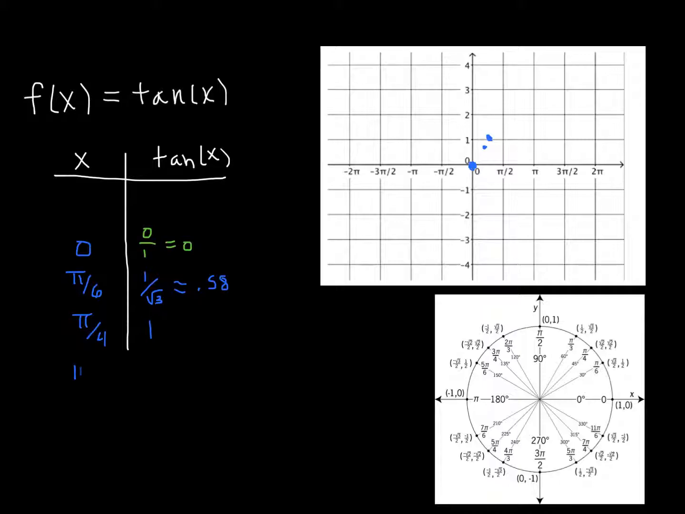And now we can try pi over 3. And you know that the tangent of pi over 3 is root 3, which is, let's call it 1.7. 1.73, I guess, if you want to be really nitpicky.